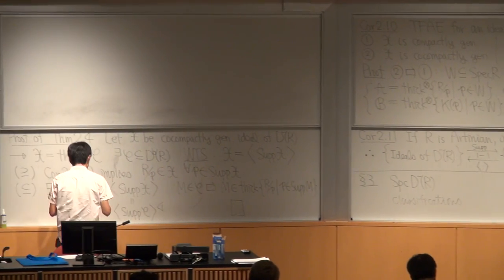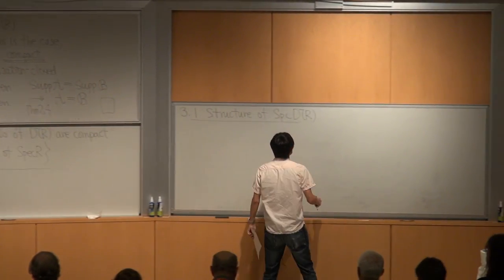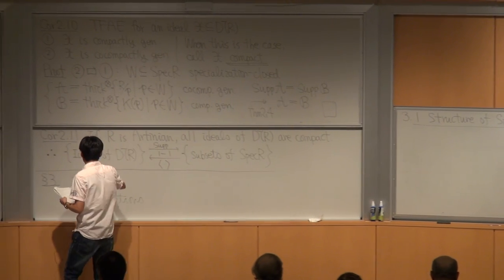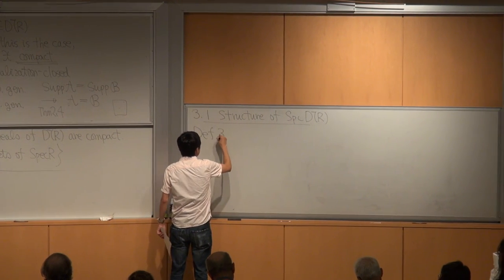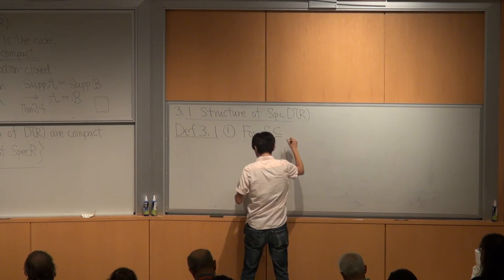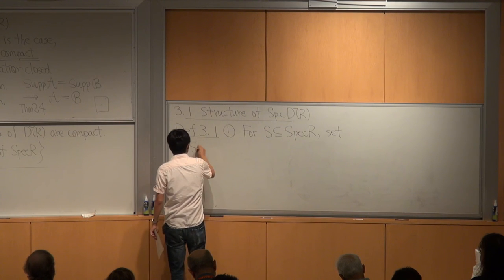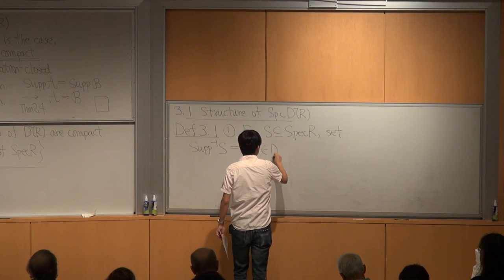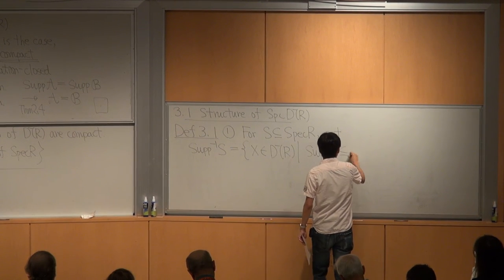In this subsection, about the structure of the Balmer spectrum as a topological space, we consider it by comparing it with the prime spectrum of the base commutative ring R. So let me introduce one notion of ideal. For a subset S of Spec R, we set the support inverse of S to be the subcategory consisting of all objects X in D^-(R) such that the support of X is contained in S.